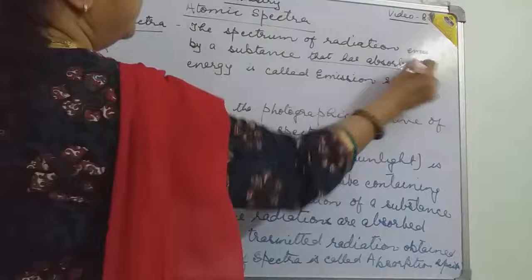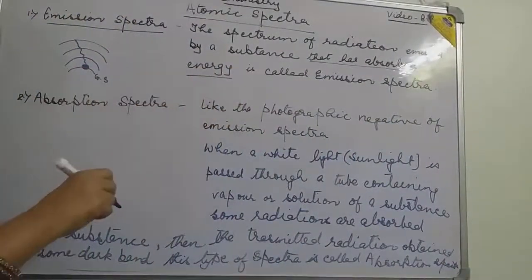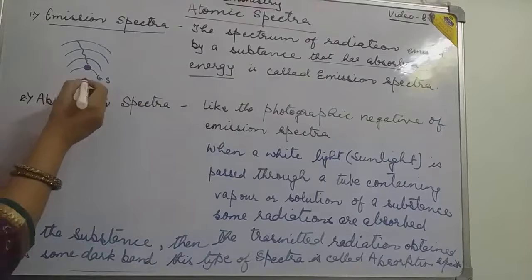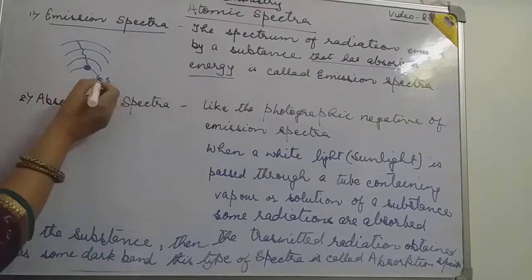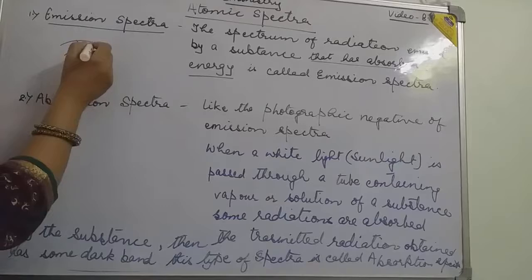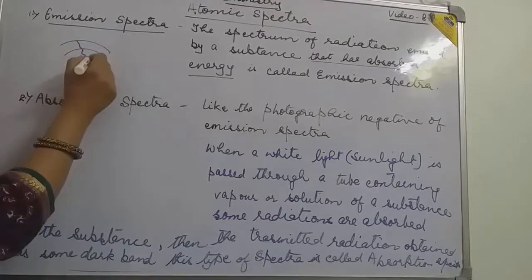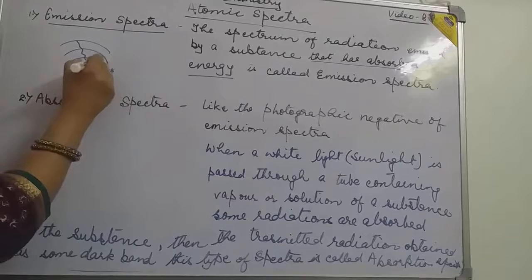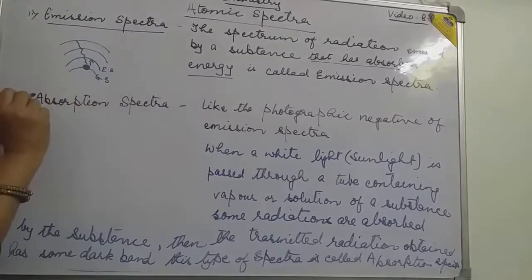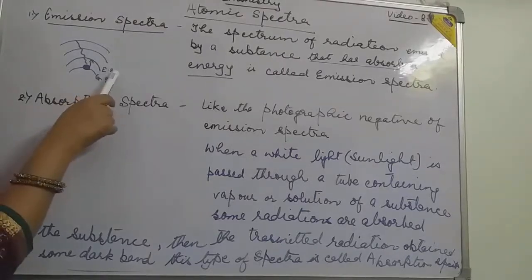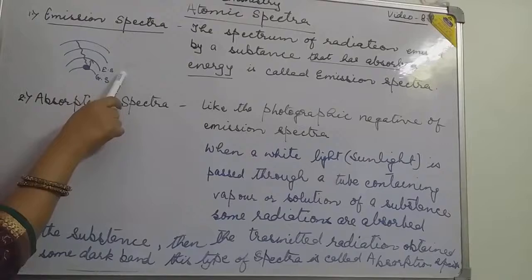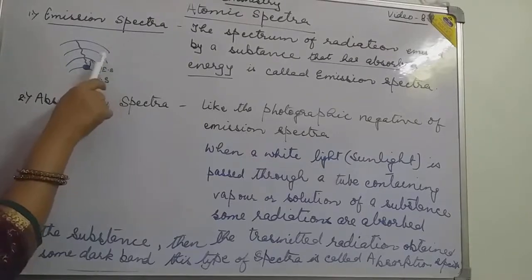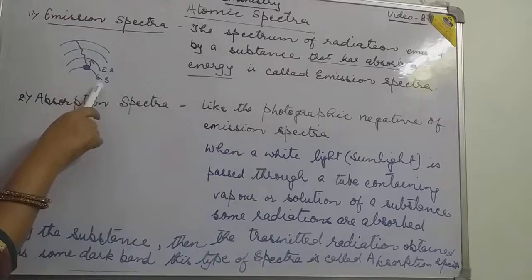Simply we take a substance that has absorbed energy, which already has some energy, and by absorbing this energy it moves from the ground state to the excited state. Then, it is not always present at the excited state. It needs to come to the ground state.